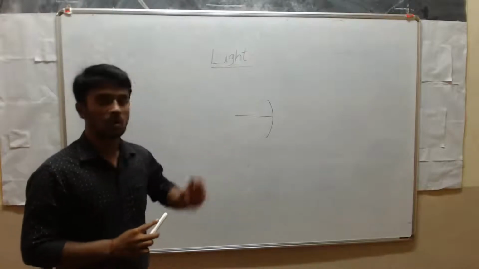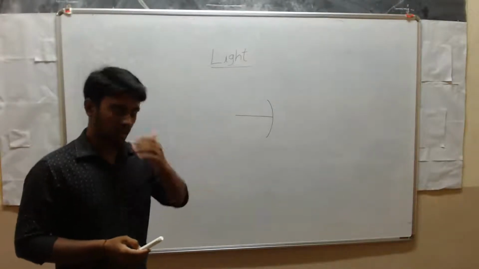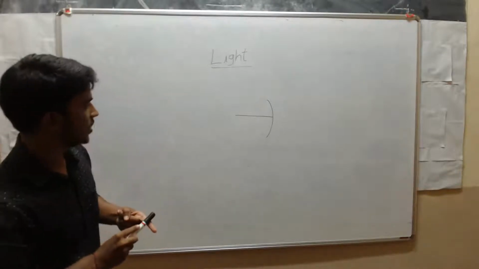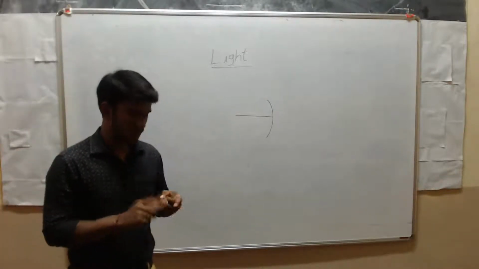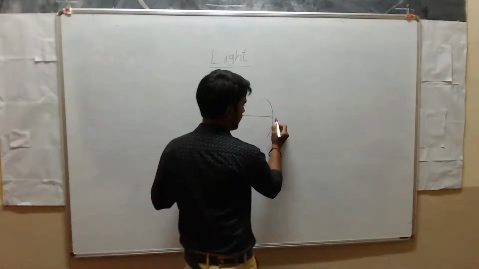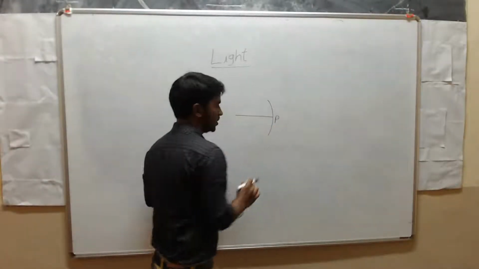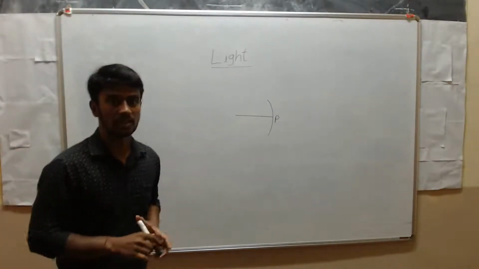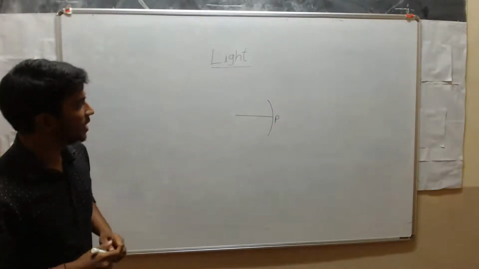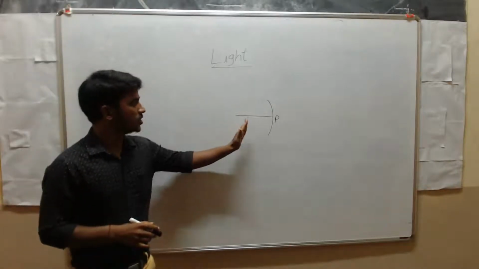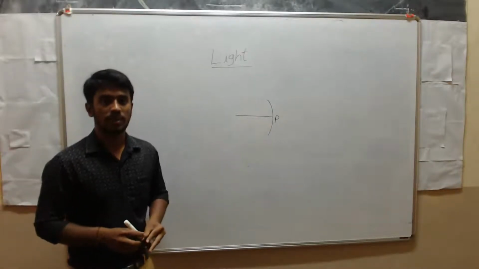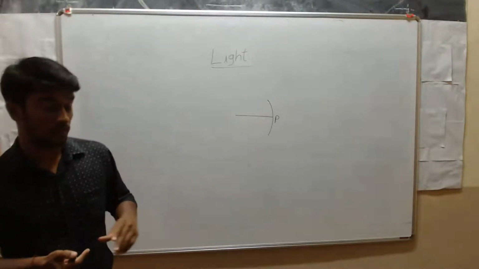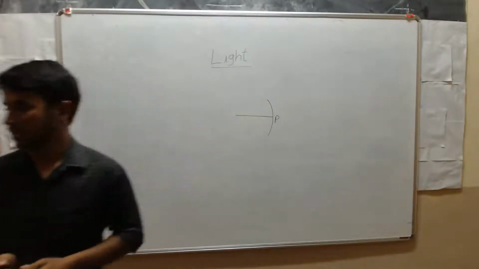Okay, so I give you one concave mirror. How do you find out the focal length of that mirror? Because here we don't know the center of curvature. We don't know where the principal focus is, but we know the pole of the mirror, right? How do you find out the focal length? What is focal length? Focal length means the distance between the principal focus and the pole of the mirror. How do you find the focal length of the concave mirror?